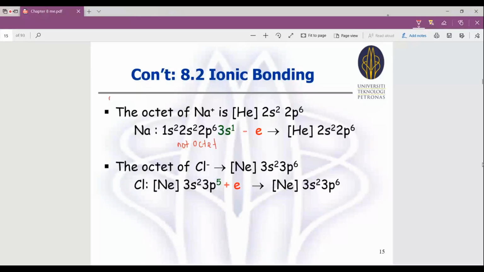Once it donates one electron, it achieves a stable octet configuration. For Cl minus, at first the Cl atom is not stable and does not have an octet configuration, but once it accepts one electron into the p shell, it becomes an octet configuration already. I see. Okay.